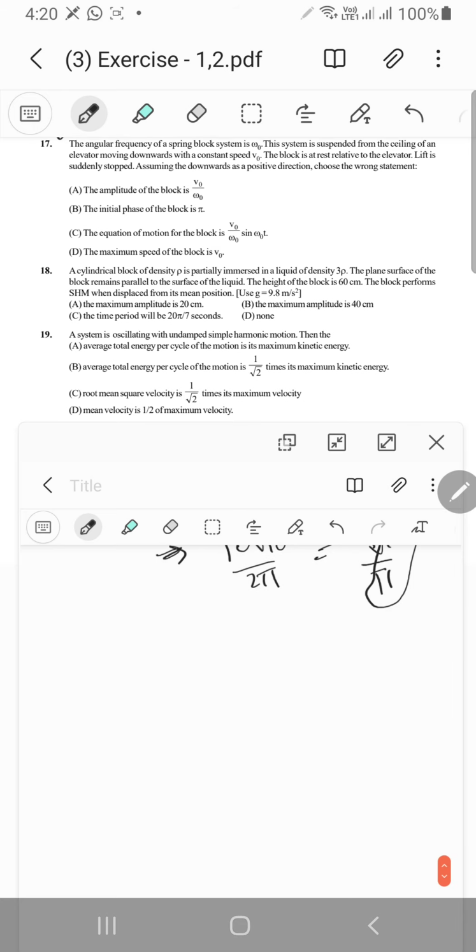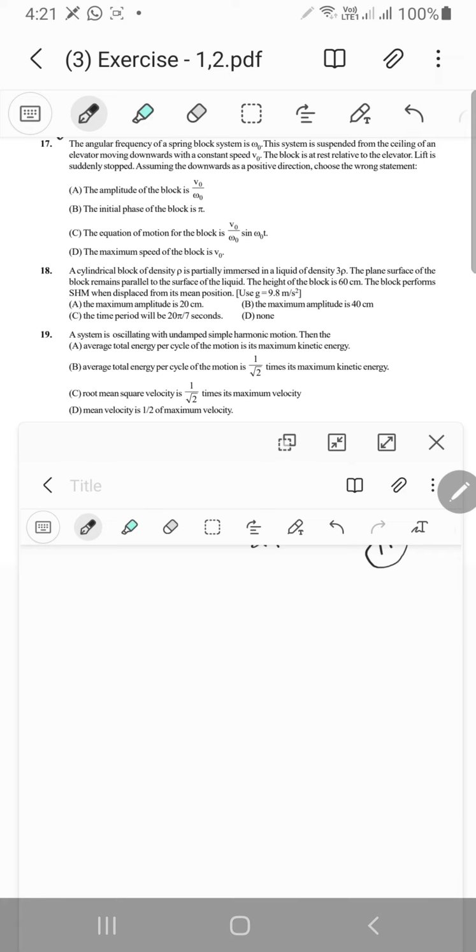The angular frequency of a spring block system is omega naught. This system is suspended from the ceiling of an elevator moving downward with constant speed v naught. Wait, constant speed? Well, not a big deal. The block is at rest relative to the elevator. The lift suddenly stopped. Assuming the downward position is the positive direction, choose the wrong statement. So it just stopped, but the block is still moving with v naught.